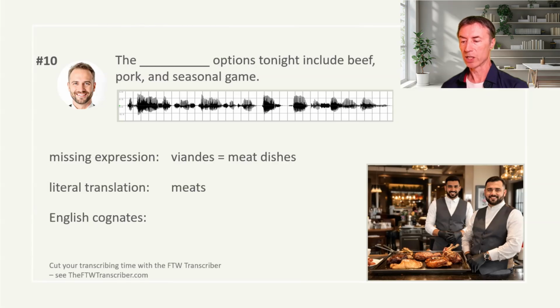Literal translation is meat. Viande is the French word for meat. English cognates, there aren't really any. None that are at all common anyway.